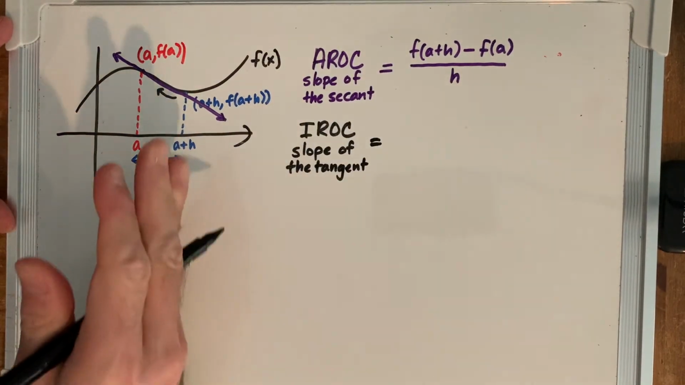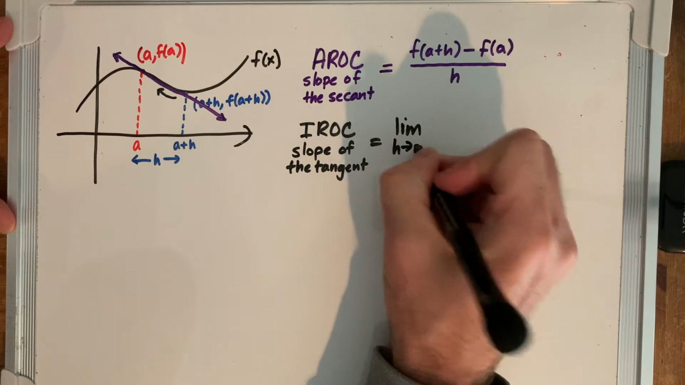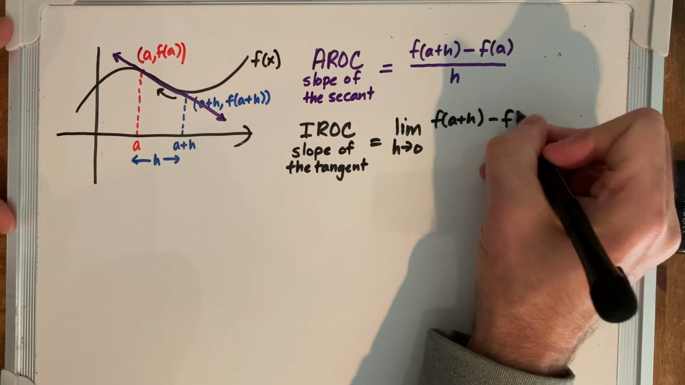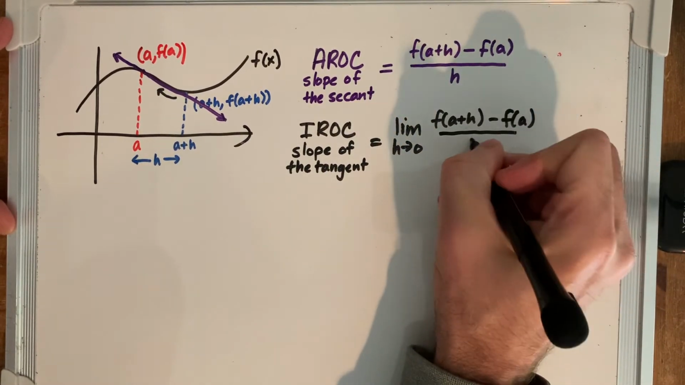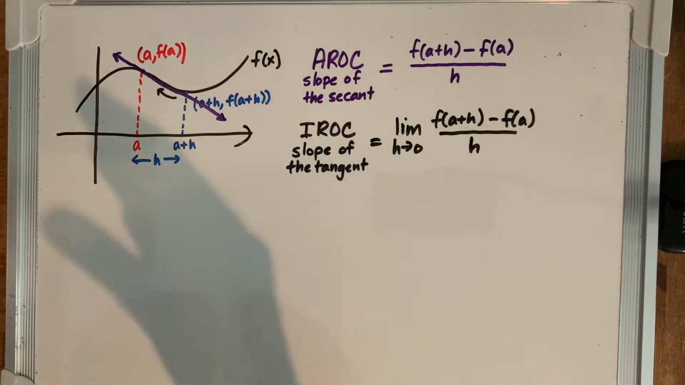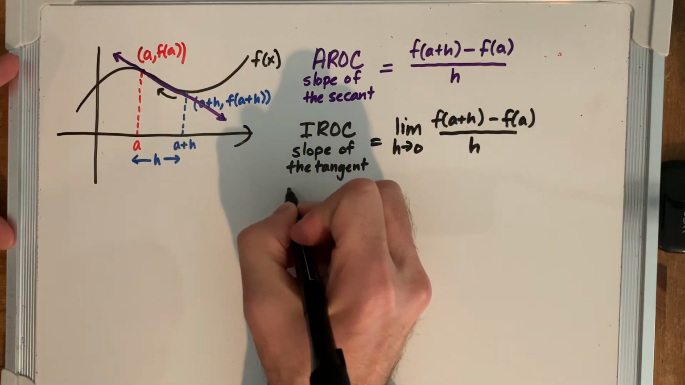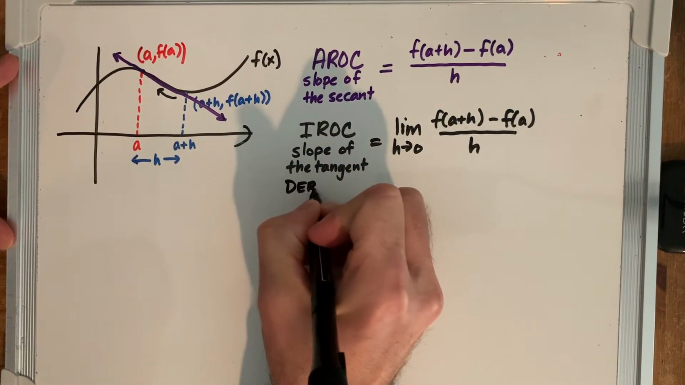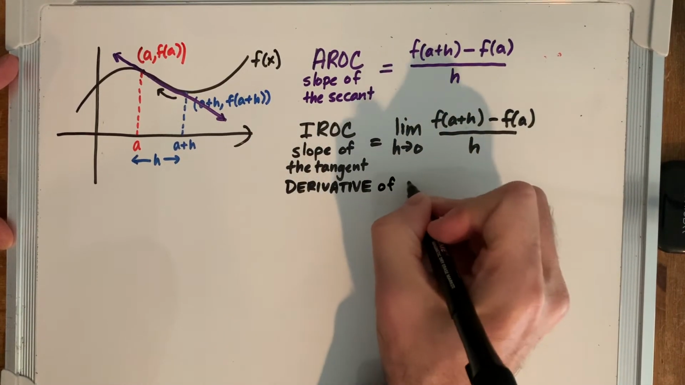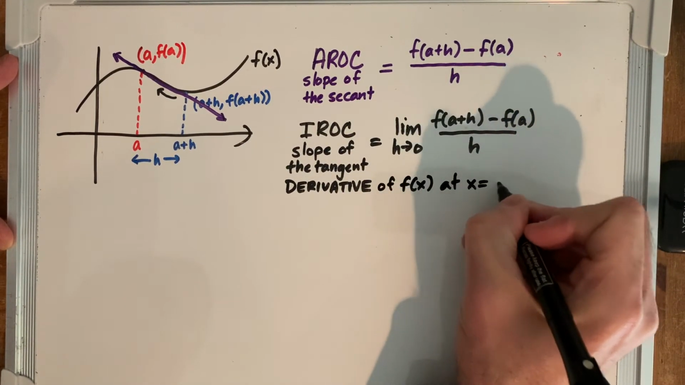So again, the idea here is that we're bringing these points closer together. We're looking at the limit as h goes to 0 of f of a plus h minus f of a over h. And this instantaneous rate of change, the slope of the tangent line, all these different words and terminology we have for it, this is the derivative. This is the derivative of f of x at the point x equals a.